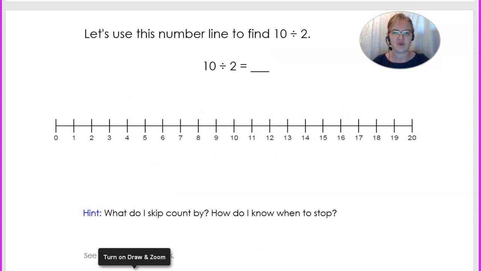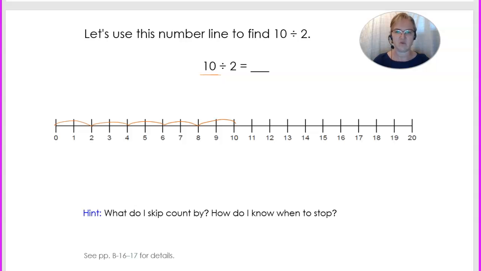Here's another example for us. Let's use this number line to find 10 divided by 2. So we're going to skip count by 2s up to 10. 4, 6, 8, 10. Now I could continue on, but how do I know when to stop? Well, when I get up to the number that we start with here, right? We're at 10, so that's where we start. How many skips do I have? 1, 2, 3, 4, 5. So 10 divided by 2 is 5.